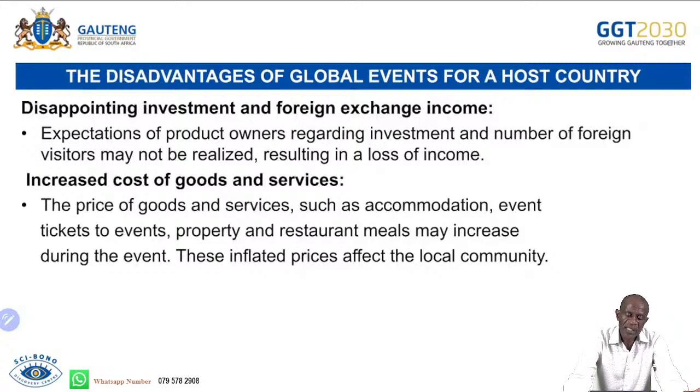The increased cost of goods and services. The price of goods and services such as accommodation, event tickets, property and restaurant bills may increase during the event, and these high prices will affect members of the local community.